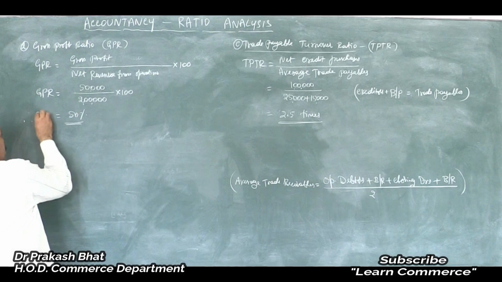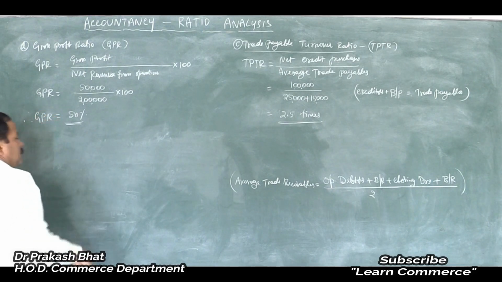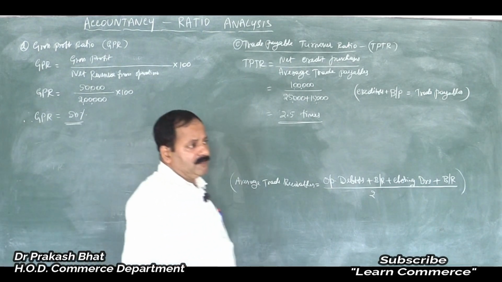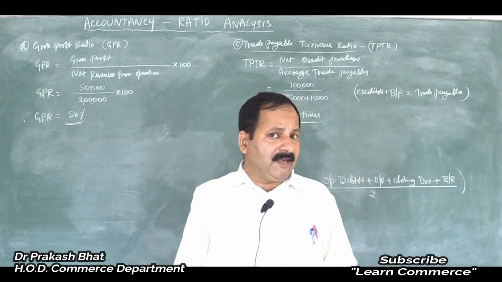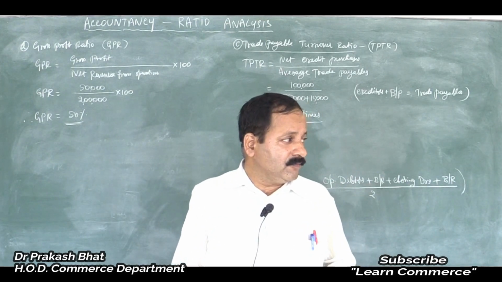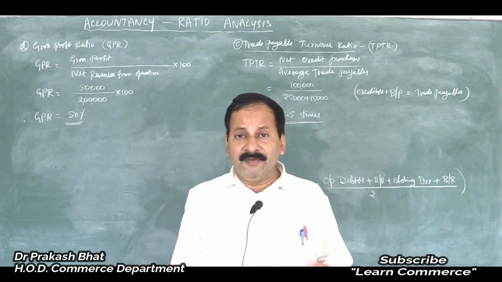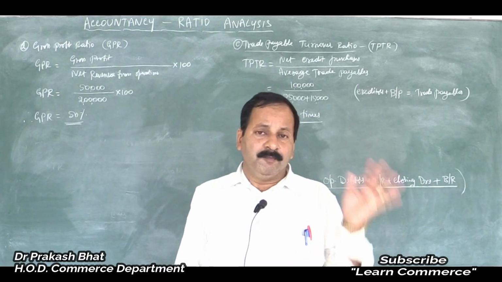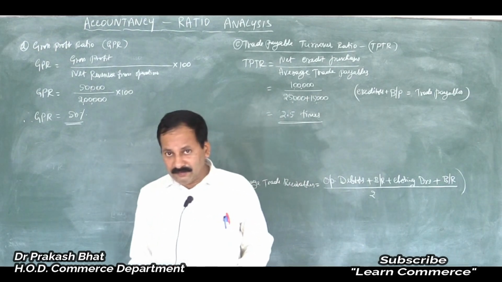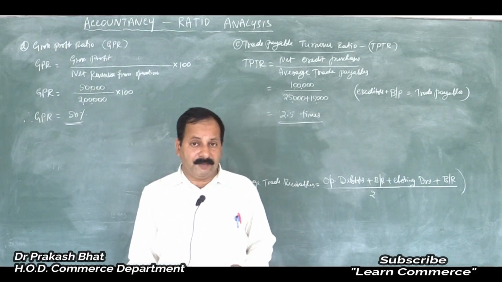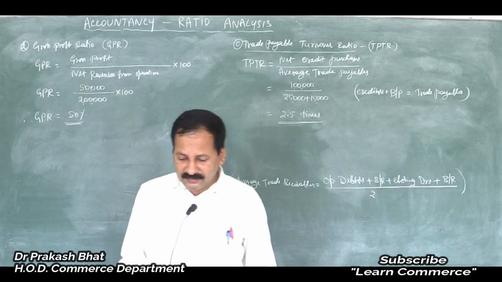Therefore, GPR is equal to, remember friends, you have to write the answer in one line at the end. You have to write the answer clearly at the end. However you got the answer, you still have to write the final answer, for which you will get 1 mark. Otherwise, you will lose 1 mark, remember.